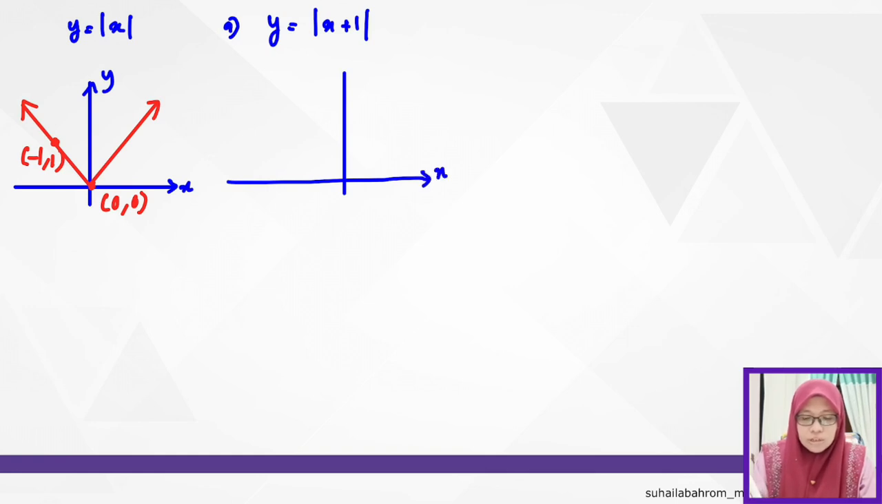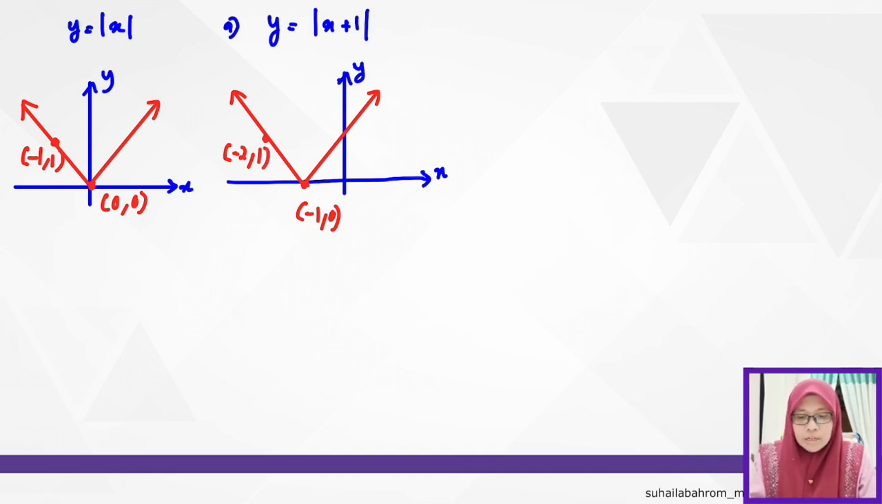No need to write down the transformation technique anymore because the transformation technique is part of your question. So we just put the function. The coordinate of 0, 0 will become negative 1, 0. And negative 1, 1 will become negative 2, 1. So that is for the transformation part A.